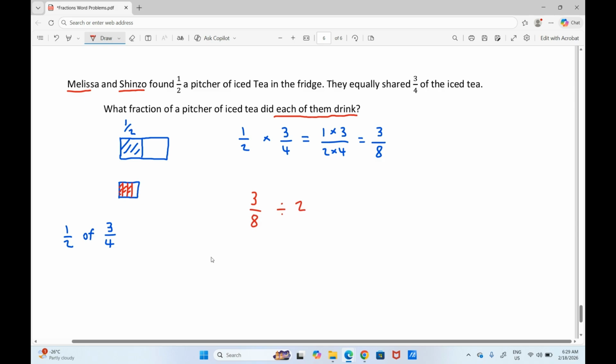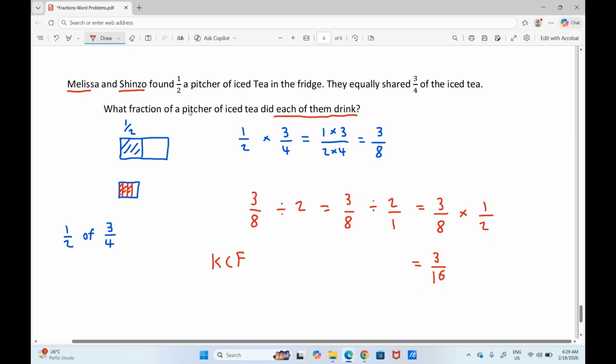And when we divide, again, we use keep, change, flip. I'm also going to just let this 2 be 2 over 1 because any number divided by 1 is still that number. Now I'm going to apply keep, change, flip. So in this case, I keep the first number the same, change the division sign to multiplication sign, and I flip 2 over 1 into 1 over 2. Now I'm going to multiply. So 3 times 1 is 3, 8 times 2 is 16. I get 3 over 16.